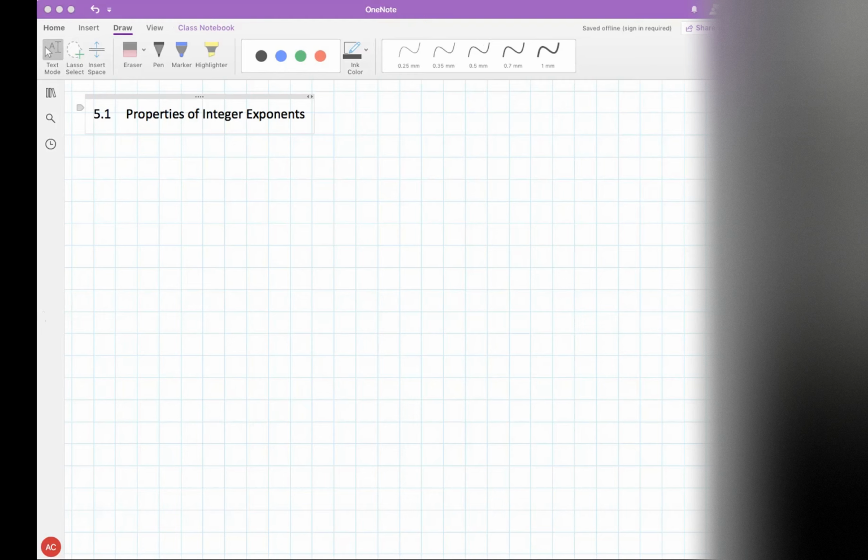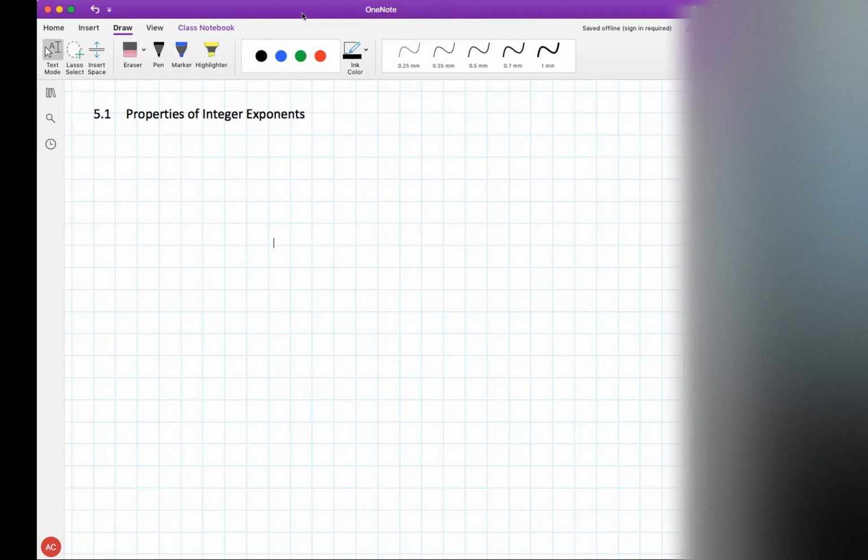Hey everybody, today we're going to be talking about some exponents and also their properties. Exponents basically mean powers. So we're going to see a few rules that apply to exponents and exponential expressions. Then we're going to see how to apply them to simplify some expressions.